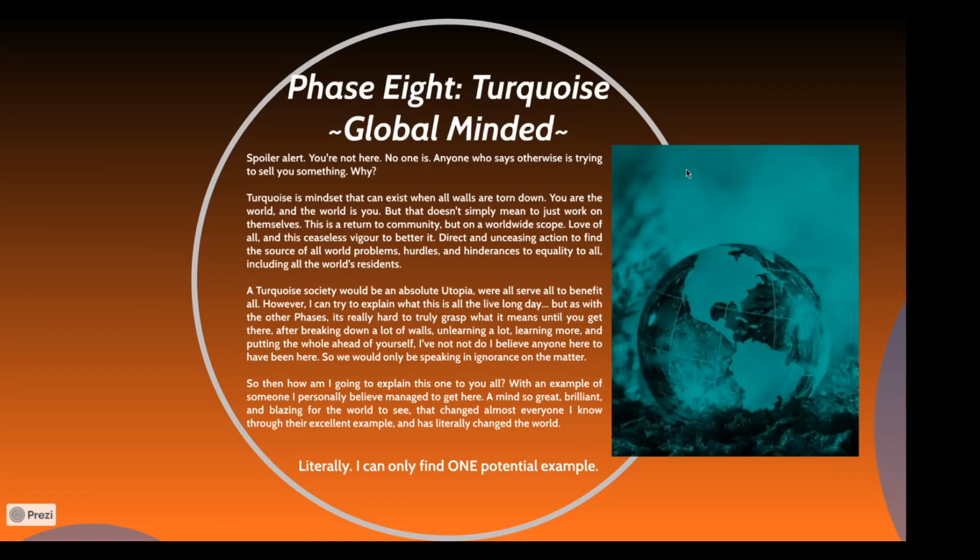A turquoise society would be an absolute utopia where all serve to benefit all. However, I can try to explain what this is all day long, but unfortunately, we can't really conceptualize it because nobody's here. I'm not here. You're not here. Nobody is. But on an individual scale, this would be somebody that can comprehend the entire world and try to better everything by sheer effort, like constant and unceasing effort.